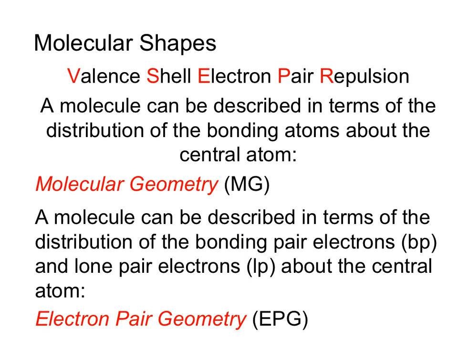VSEPR basically states that the shape of a molecule can be described in terms of the distribution of bonding atoms around the central atom. That leads us to what we call the molecular geometry. The molecular geometry of a compound refers to the shape of the compound in reference to where all of the atoms are located. This is different from the electron pair geometry, which describes to us the geometry of the compound in terms of all of the different electron pairs.